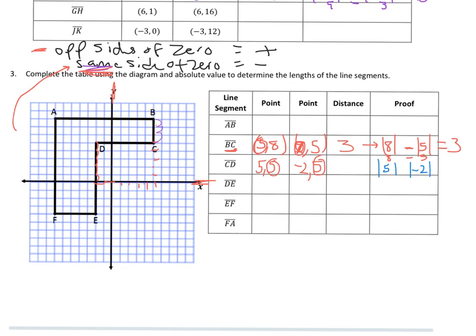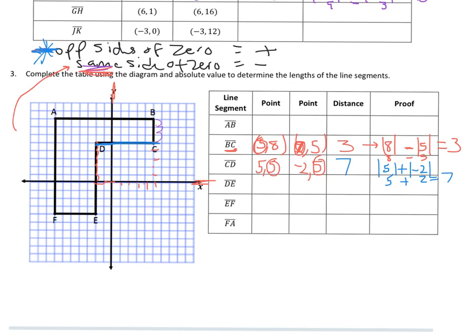Now, from D to C, I'm crossing an axis, means they're on opposite sides of 0. One is a positive, one is a negative. So they have opposite signs. So I have to add the two. So really what it boils down to is the sign of the two numbers. If they're the same sign, you subtract. If they're opposite signs or different signs, you add them. So I have a 5, because absolute value of 5 is 5. Absolute value of negative 2 is 2. I add them, and I get 7.